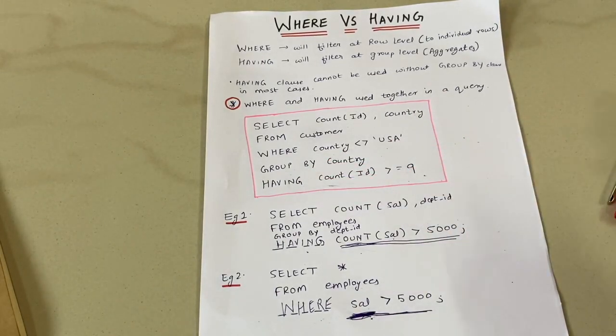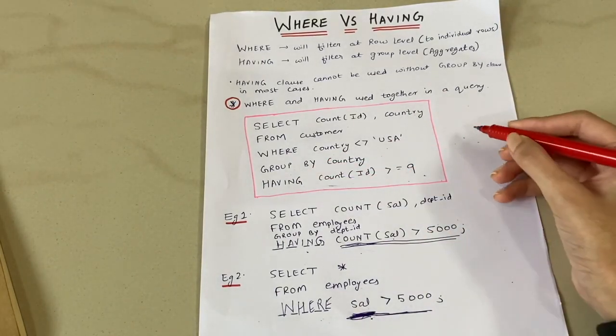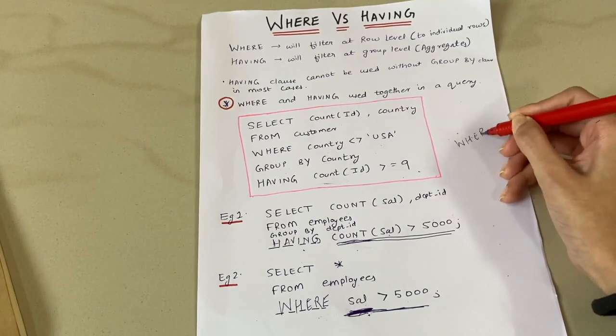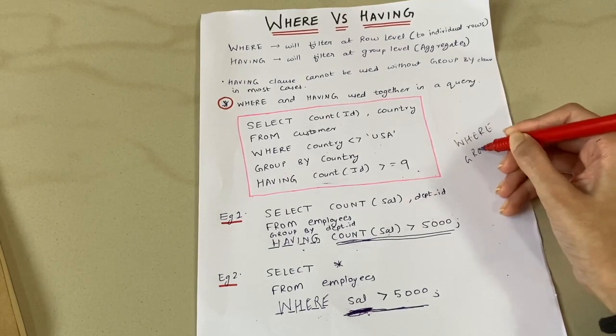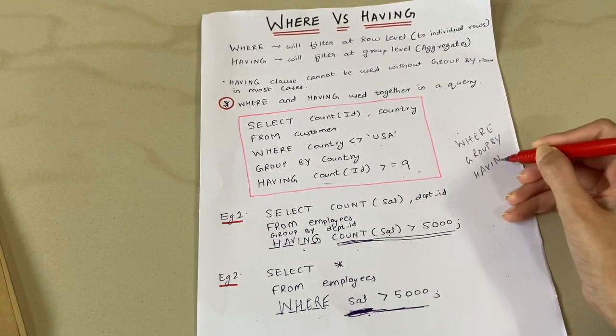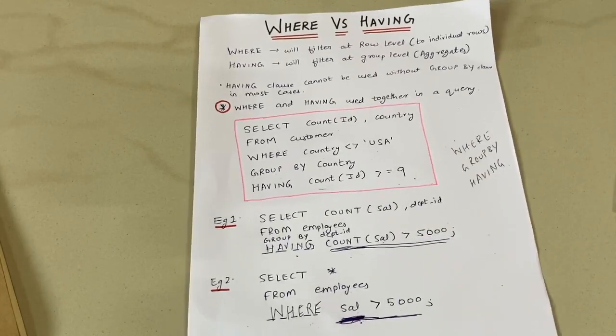So generally whenever you're using where and having together, it is not a rule, but generally first where is used, then group by, and then having. So this is the basic order.